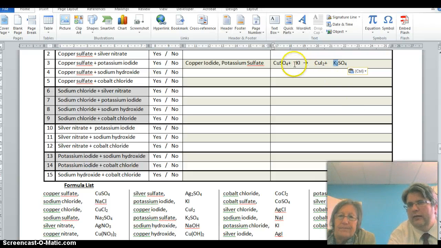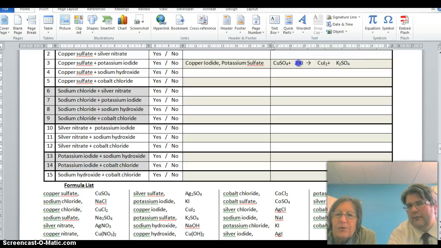So we need to tell ourselves that there is more potassium on this side. This 2 affects both of those things. So this says there's 2 potassiums. Anytime we write a number, we start again. So we go back to the beginning and say, how many coppers? There's one copper on that side and one copper on the other side. And then we have how many sulfates? So it's one sulfate on one side and one sulfate on the other.